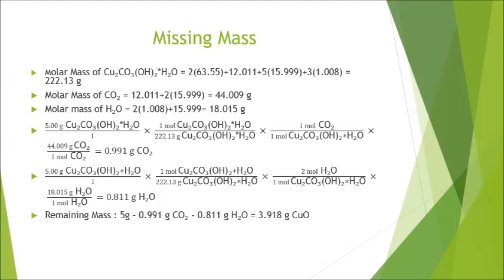We do the same thing to find the mass of the water vapor, this time using a mole ratio of 2-to-1, to give us a mass of 0.811 grams of water vapor. Finally, we subtract the masses of carbon dioxide and water vapor to give us the mass of the carbon oxide, which is 3.9818 grams, which, as we saw, was the case in the earlier lab when we weighed the remaining carbon oxide.